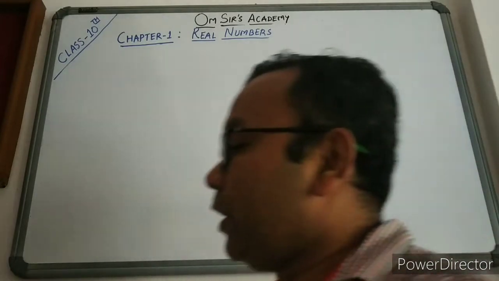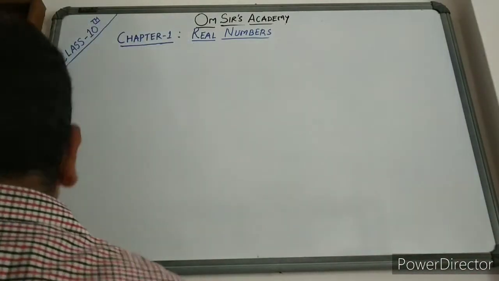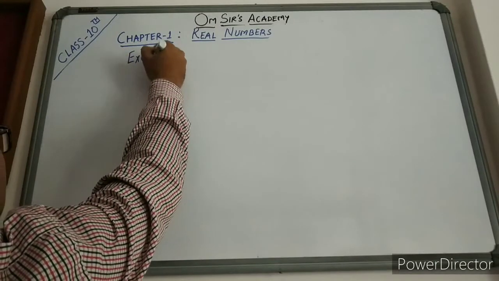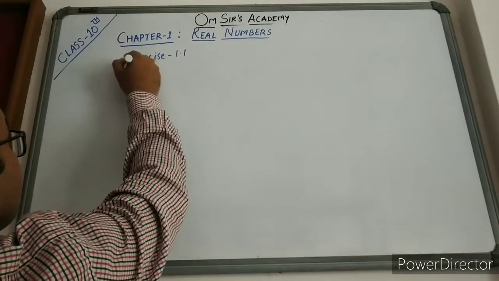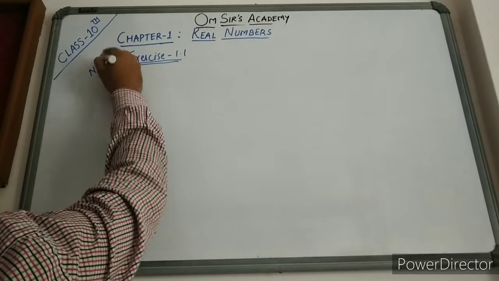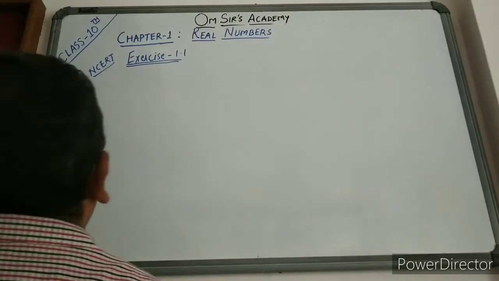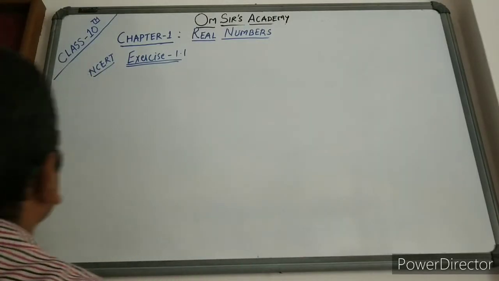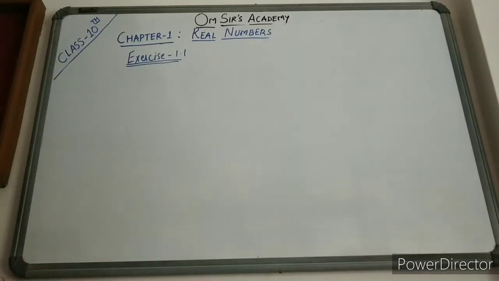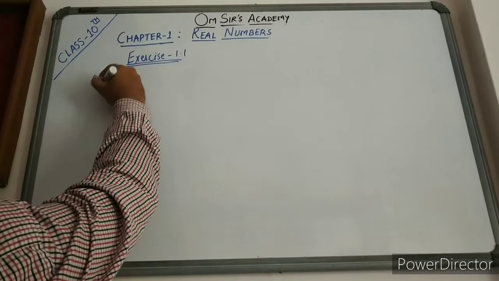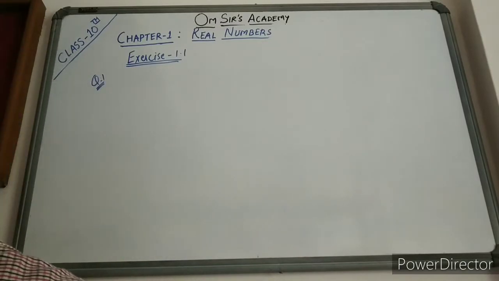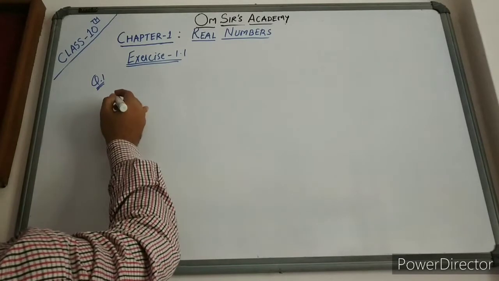Now we are going to start Chapter 1 Exercise 1.1, that is the first exercise of this chapter. Exercise 1.1 of NCERT textbook. Now friends, here what we are going to do is question 1. We have already understood the illustrations in the previous part, so we have to apply that concept over here.